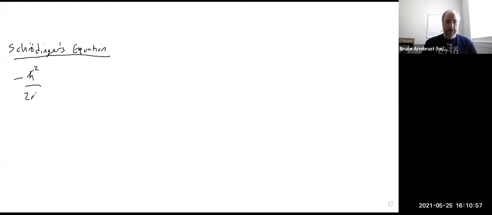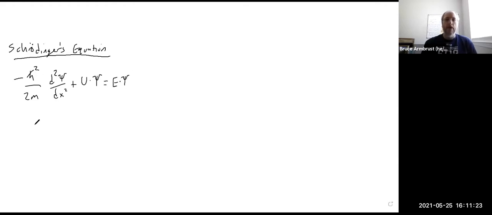So the coefficient on the double prime is this. So we get the negative h-bar squared over 2m. And then we had the second derivative of the wave function. And then we add on to that U times psi, so potential energy times psi, and that equals E times psi.